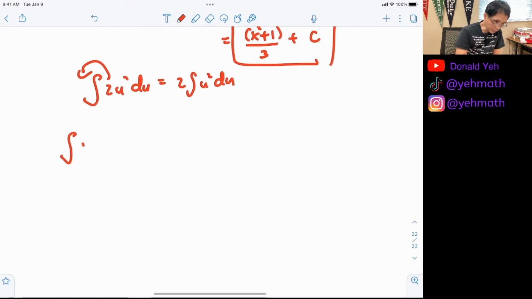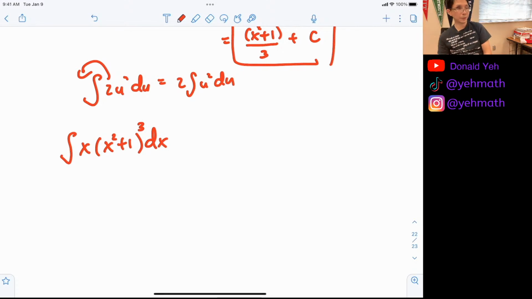So let's just say the integration of (x squared plus 1) to the third power dx. I want you to do this. Remember, when you take integration, you can take out a constant. Let's see if you guys get it right.